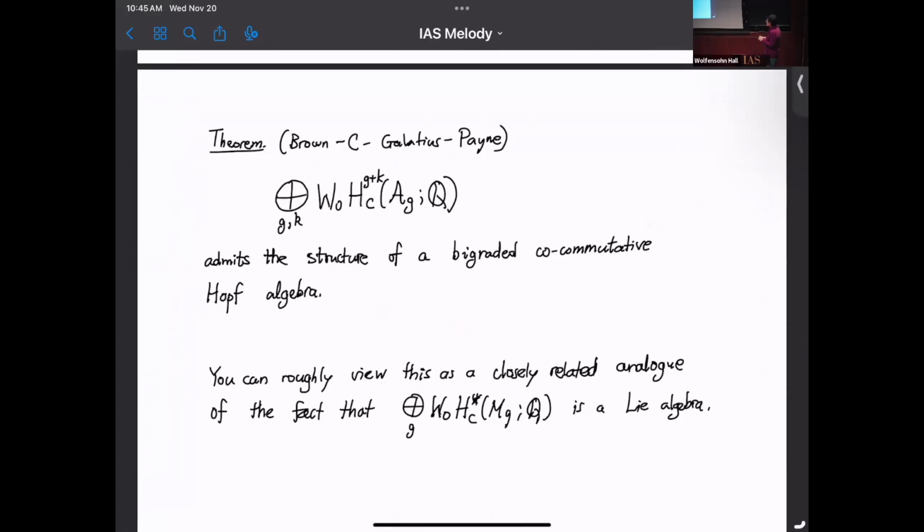In my view, this structure statement about finding the structure of a Hopf algebra on the total weight zero compact support cohomology of AG is closely related to, and this can be made somewhat more precise, but at the level of the slide, view it as an analog of the previous fact that the weight zero compact support cohomology of MG forms a Lie algebra. So I think these are sort of cousin statements.